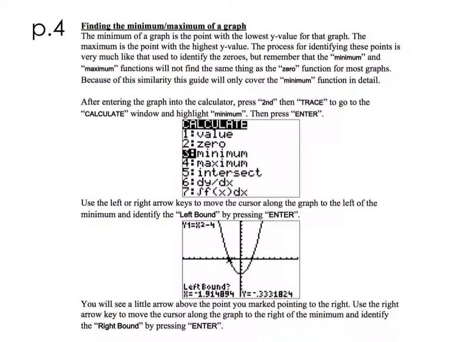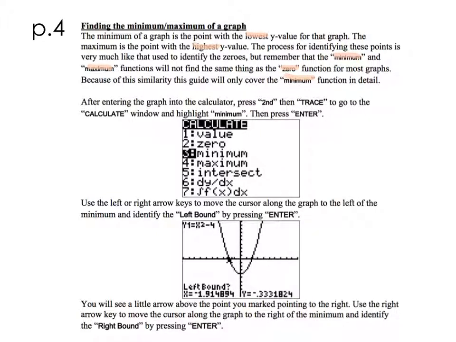Page 4, finding the minimum and maximum of a graph. The minimum of a graph is the point with the lowest y value for that graph. The maximum is the point with the highest y value. The process for identifying these points is very much like that used to identify the zeros, but remember that the minimum and maximum functions will not find the same thing as the zero function for most graphs. Because of this similarity, this guide will only cover the minimum function in detail.